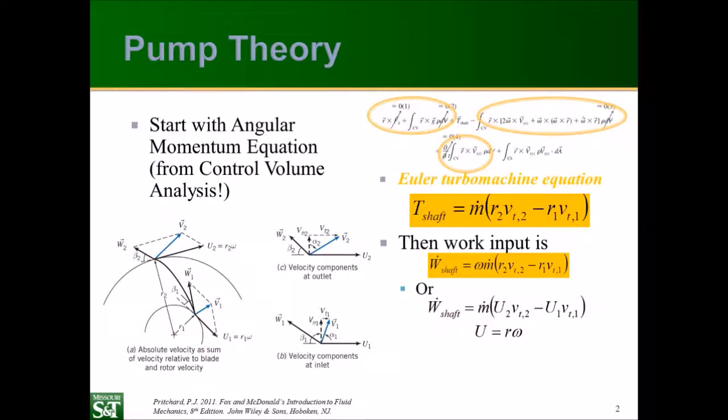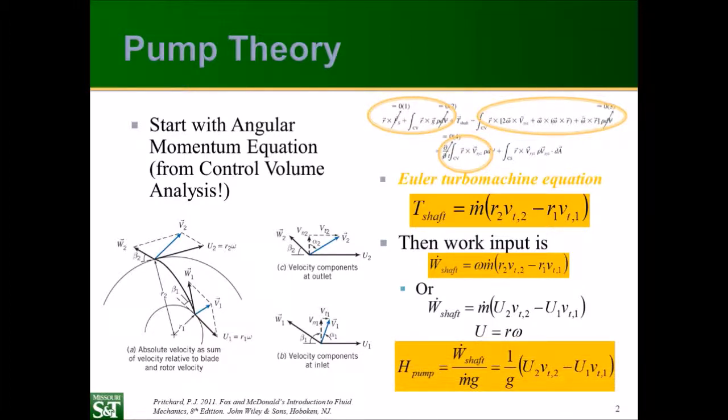So we can also modify this equation further to work in what we call head. Head has dimensions of length. This is very common in industry because length is very easy to relate to, and it's easier to measure than, say, watts. So in industry, you can put a vertical pipe attached to the exit of the pump, and the height that that fluid rises to is the head. And so it's very easy to measure.